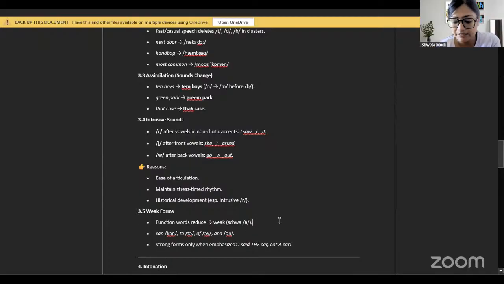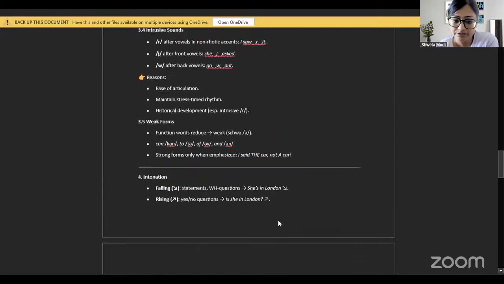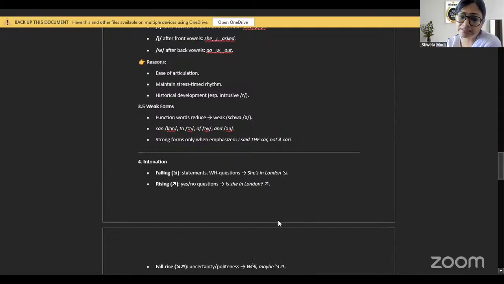Weak forms. Now, schwa is a weak sound. Function words reduce, so that is a weak schwa sound, like in the words can and to. These are all functional words where we don't put a stress. Strong forms are used only when emphasized. If you have to emphasize, then you put a stress. I said the car, not a car. So the is stressed because you want to emphasize. Whenever you are emphasizing, you are putting stress.